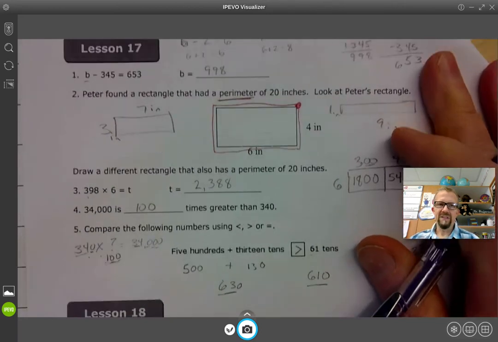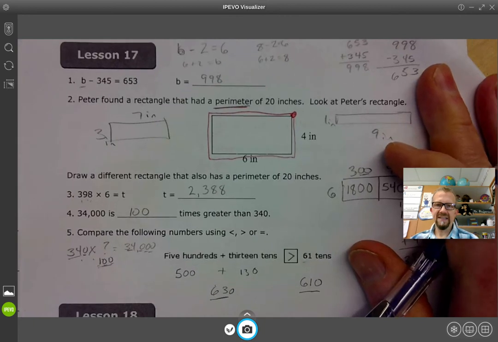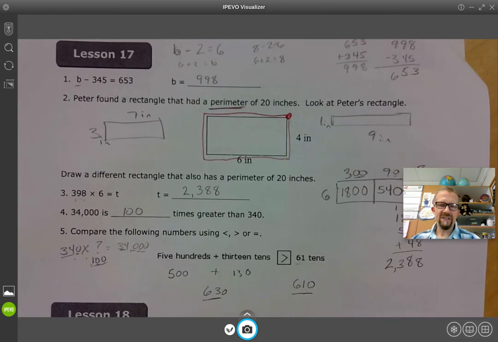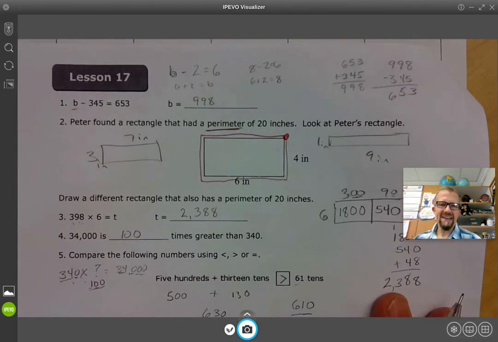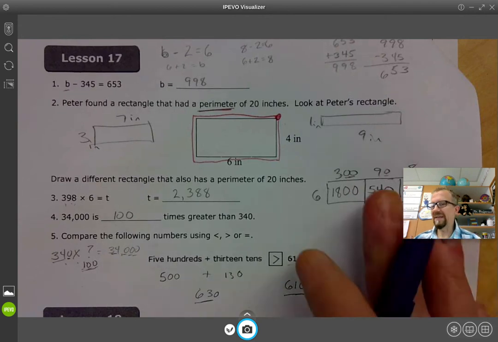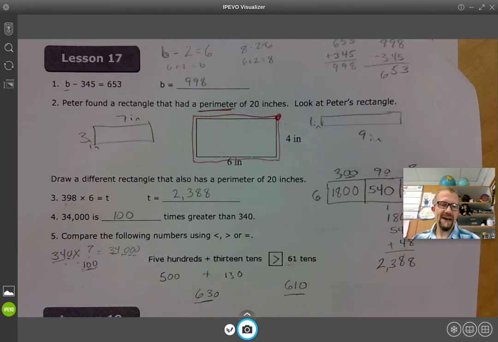Well, there you have it. We did all of lesson 17. Remember, before we started, you should have just done your best to try all of these and to show your thinking for all of these. And now you should have your work plus my work added onto your paper. You should have done scratch work all over this paper.